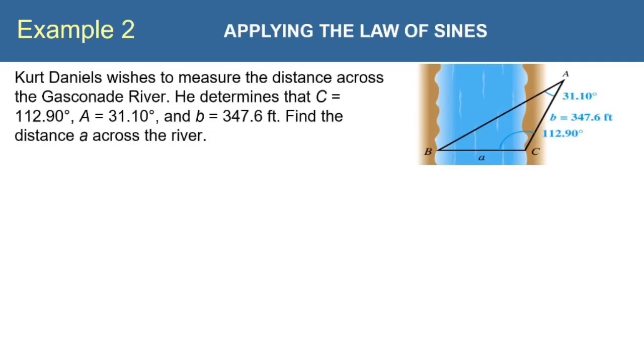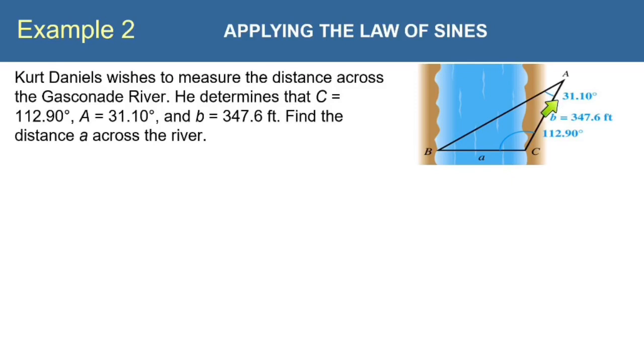Now let's look at example 2. So it says Kurt Daniels wishes to measure the distance across the Gasconade River. He determines that angle C is 112.90 degrees, angle A is 31.10 degrees, and side B is 347.6 feet. Find the distance A across the river.